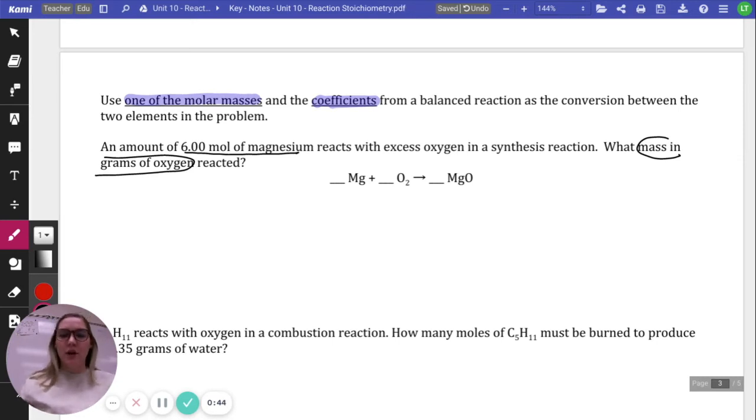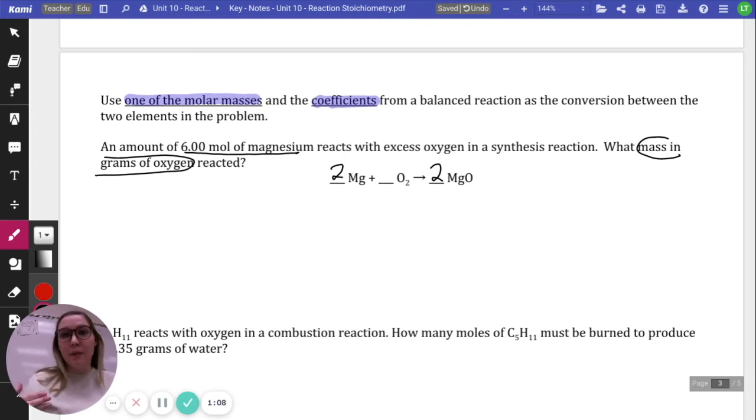All right, so we know our problem. We are starting with 6 moles of magnesium. We're ending with grams of oxygen. Step 1, balance the chemical equation. 1 magnesium on the left, 1 magnesium on the right. It's currently balanced. 2 oxygens on the left, 1 on the right. So I need to put a 2 in front to balance it. And then I also need to put a 2 in front of my magnesium there.